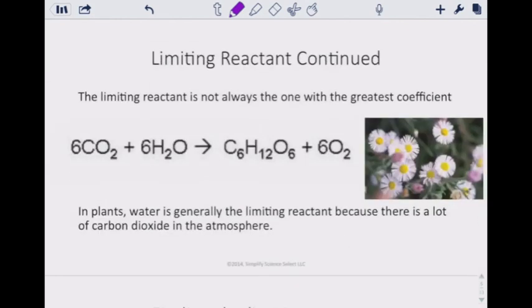So when we're looking at it, the limiting reactant is not always the one with the greatest coefficient. In plants, water is generally the limiting reactant because there's a lot of carbon dioxide in the atmosphere. So when plants are going through photosynthesis and are producing that glucose, that sugar, water is the key factor here because we don't have enough of it. There's plenty of carbon dioxide to go around, but there's not enough water, and so therefore that limits the reaction.